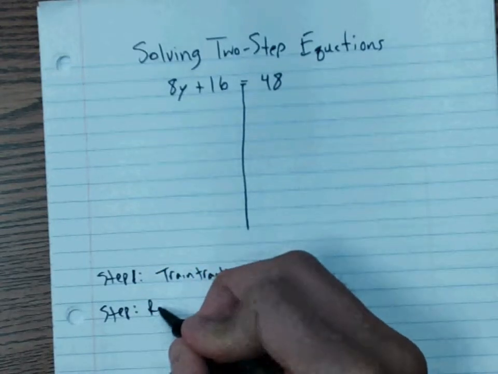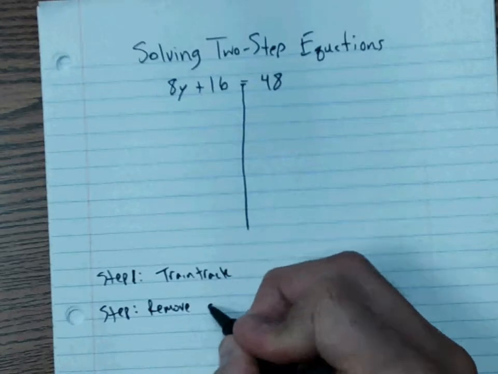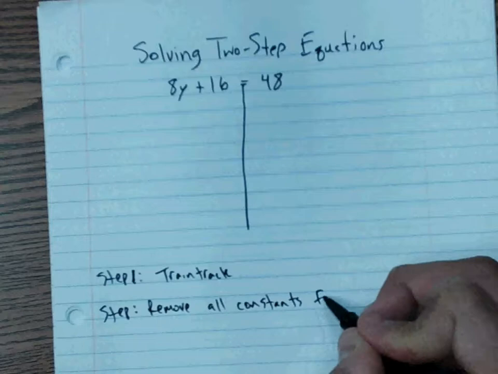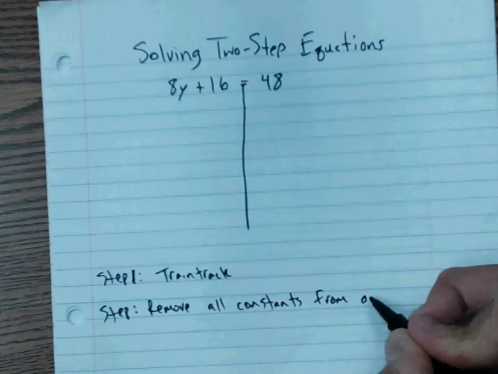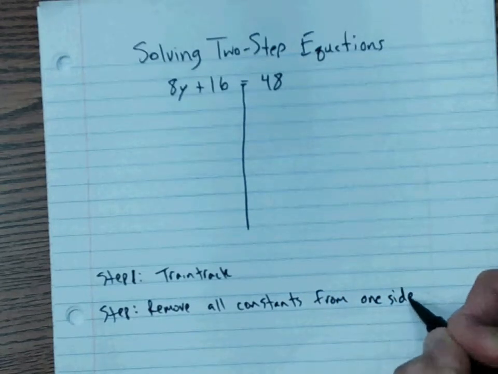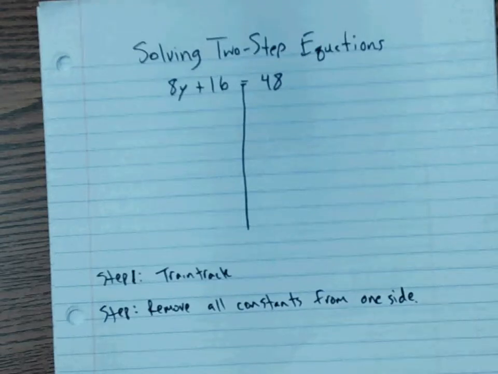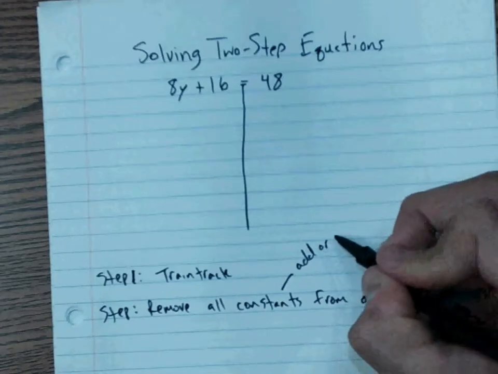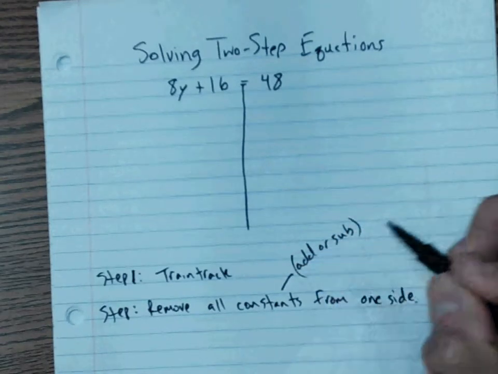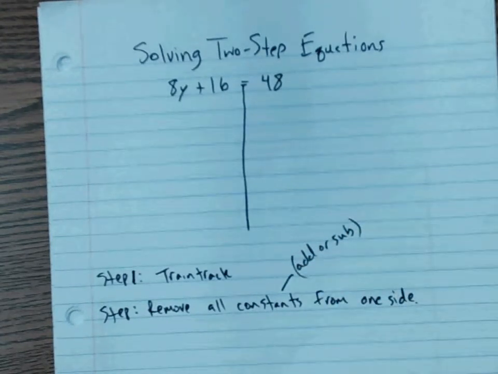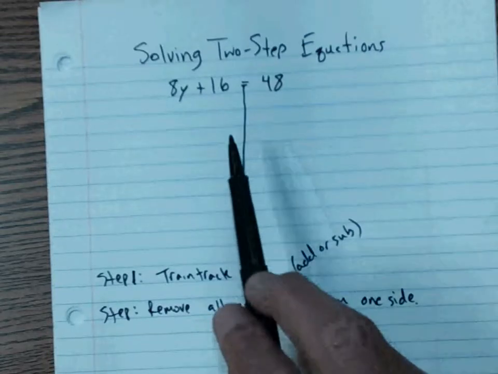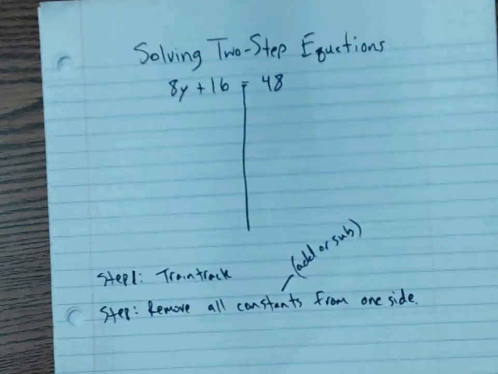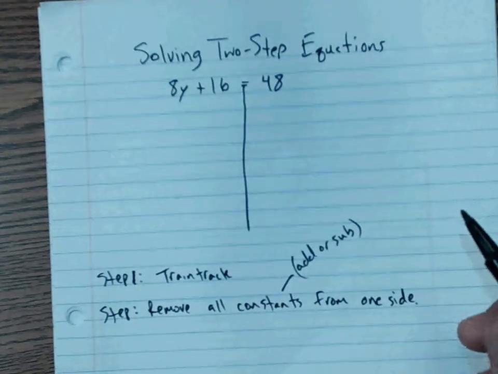Step two, you're going to remove all constants from one side. What I mean by that is a constant is anything that is being added or subtracted. So it doesn't have a number or a letter attached to it. So right here, if you notice that plus 16, that's going to be our constant that we want to remove. That's what's being added or subtracted.